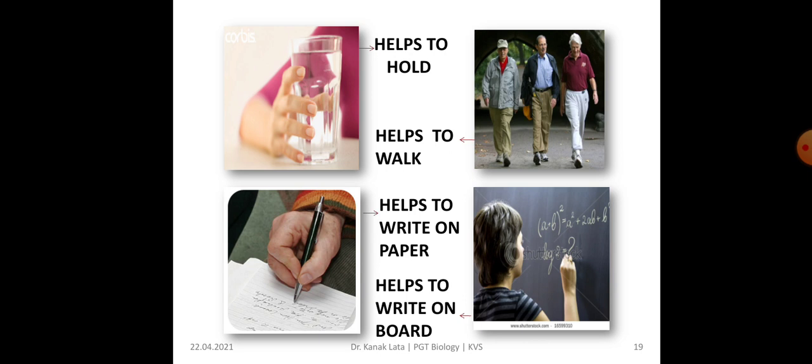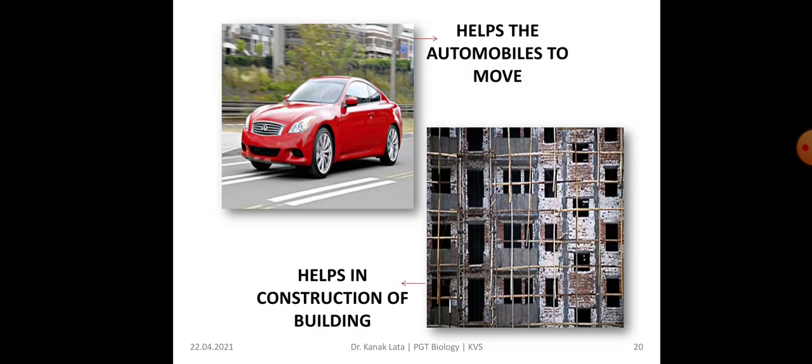This figure depicts the usefulness of friction. That is, friction helps to hold, helps to walk, helps to write on paper, helps to write on board. Without friction, these activities are not possible. This figure also indicates friction. Automobiles run on the road. Friction helps in construction of buildings. So this is about the usefulness of friction.